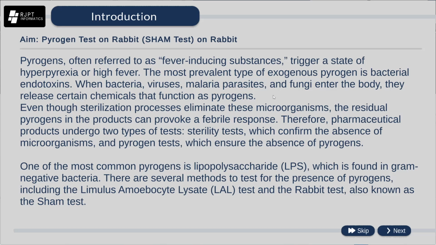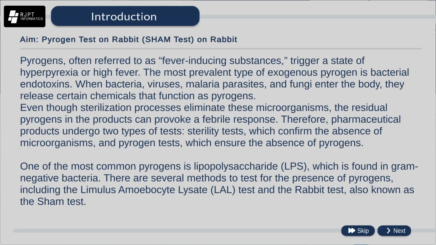So, the first paragraph explains that pyrogens are fever inducing substances, which means they cause fever and trigger a state of the body also known as hyperpyrexia or high fever. Hyperpyrexia is a state in which body temperature rises to 106.7 degrees Fahrenheit or more, which we refer to as a high fever state.